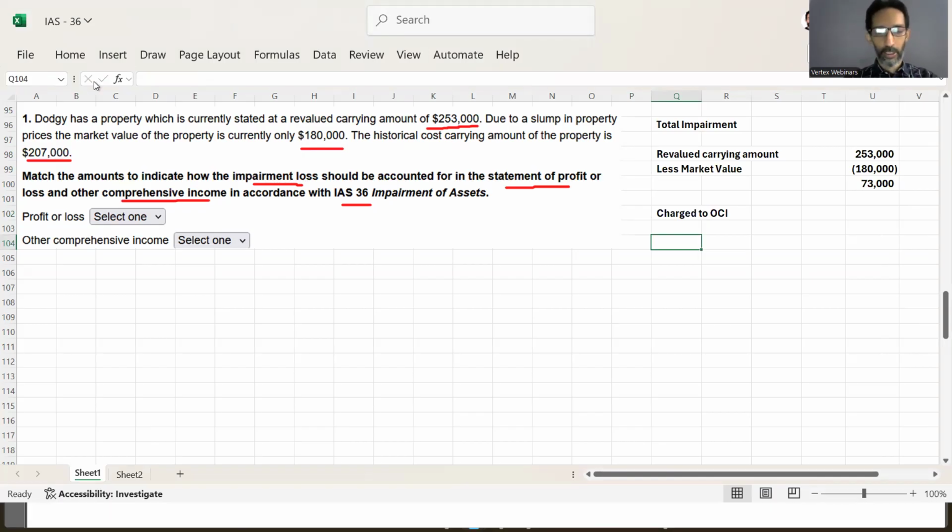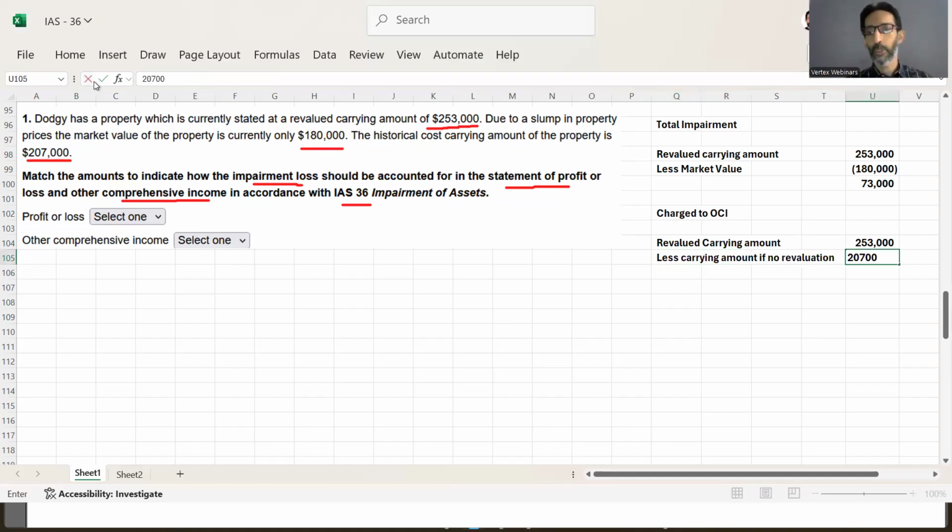Okay, so the revalued carrying amount, similar, we're going to write 253,000 here, and we're going to compare this with the carrying amount if no revaluation. If there was no revaluation, then the carrying amount would have been 207,000. Okay, so now the difference of these two values will be charged to the OCI.